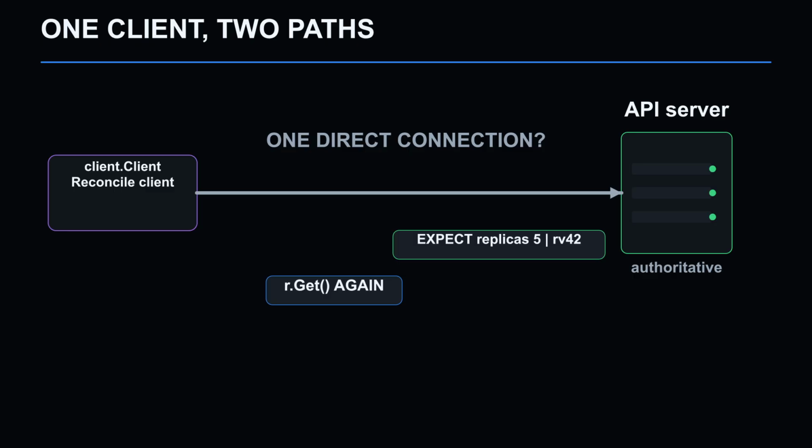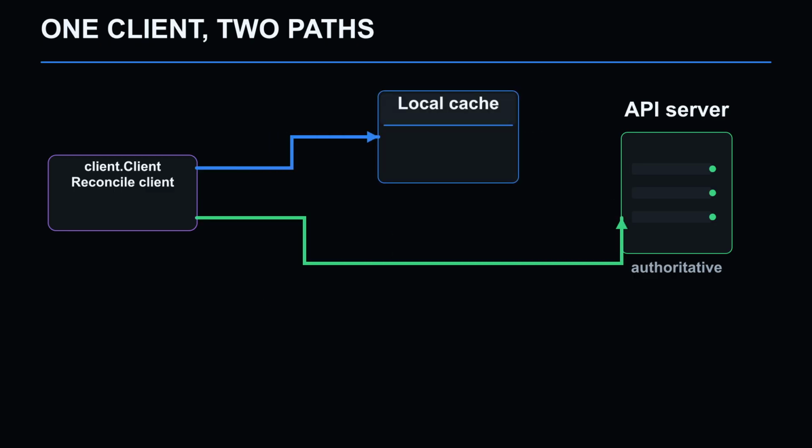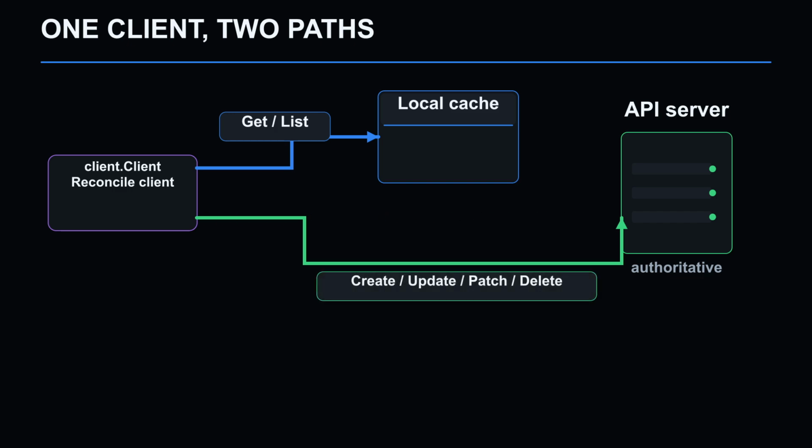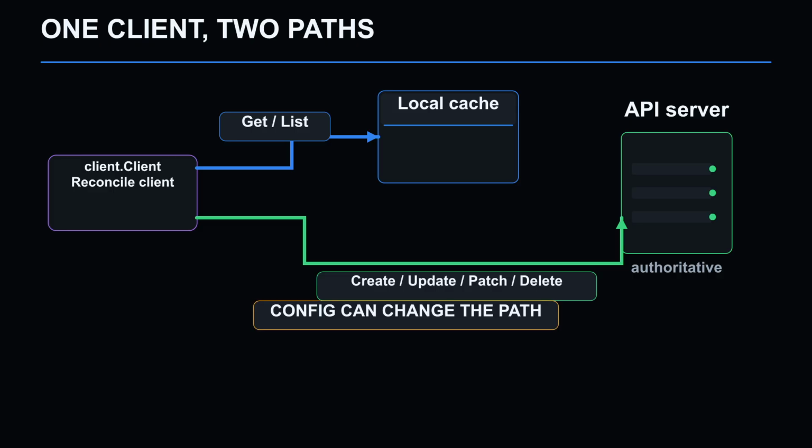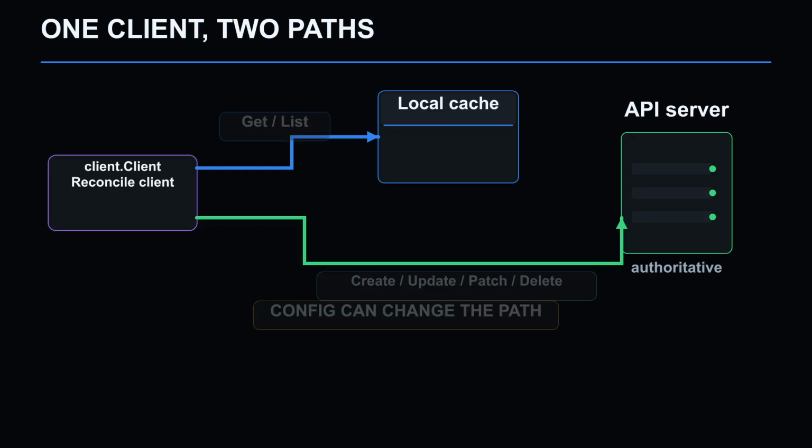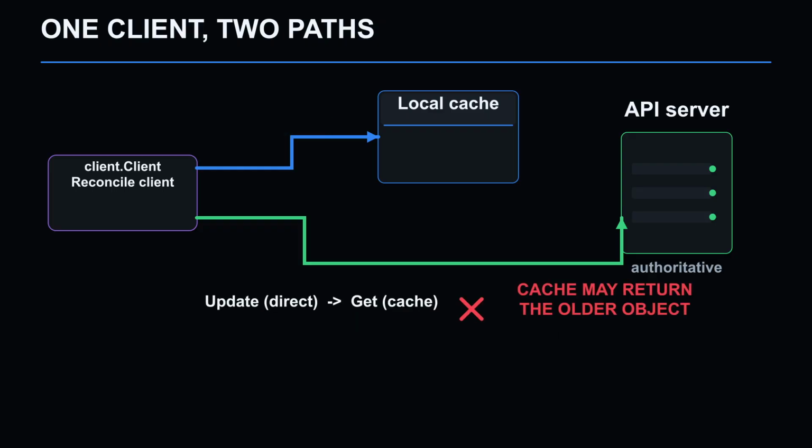The manager-provided client is normally a split client. Get and list operations for cached object types read from local memory. Create, update, patch, and delete operations go directly to the API server. There are configurable exceptions, but this split is the default idea you should carry into a controller review. A successful write does not synchronously invalidate the local cache. The controller-runtime documentation does not promise sequential create-then-get or update-then-get coherence.